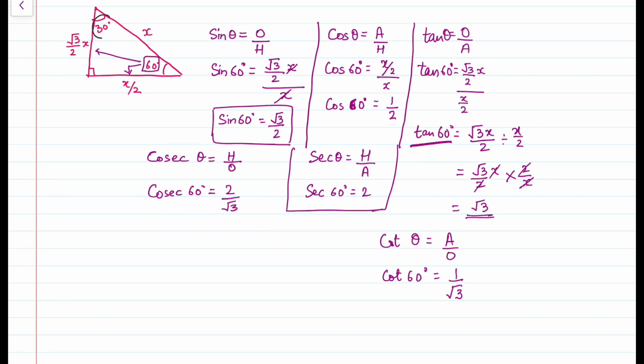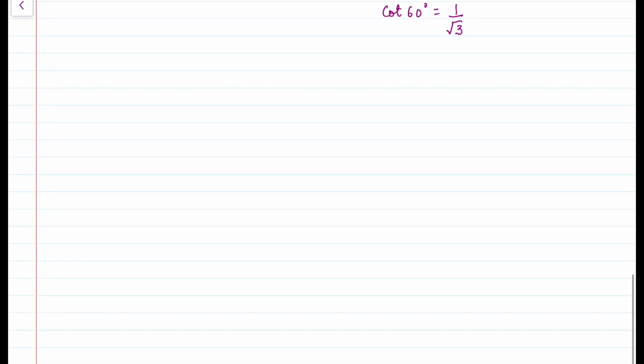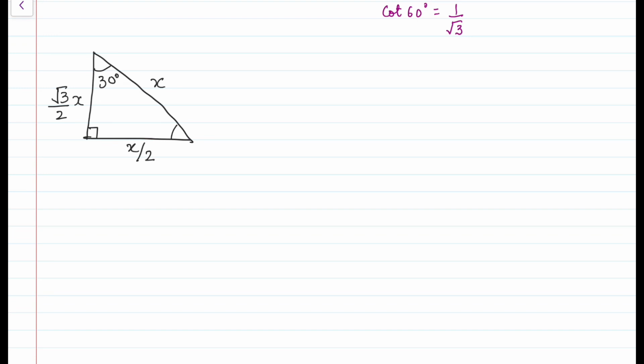Now we can do the same using the 30 degree angle. All right, so now for 30 degree, our opposite side is going to be x over 2, and our adjacent side is going to be root 3 over 2. Right, so now let's draw the triangle again, and this time we are using the 30 degree angle. We are not using the 60 degree. So we know that is x, that is root 3 over 2 x, and that is x over 2. That is 90 degree. So this is our opposite, and this will be our adjacent and hypotenuse.